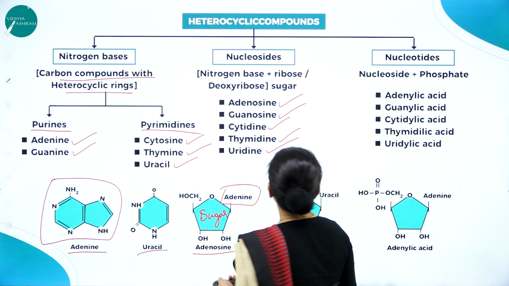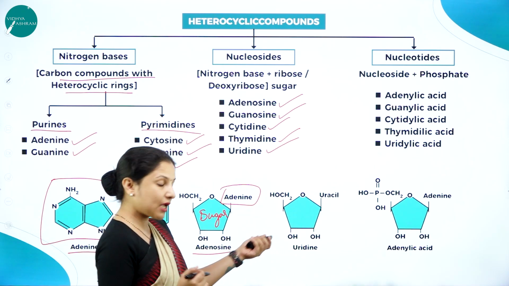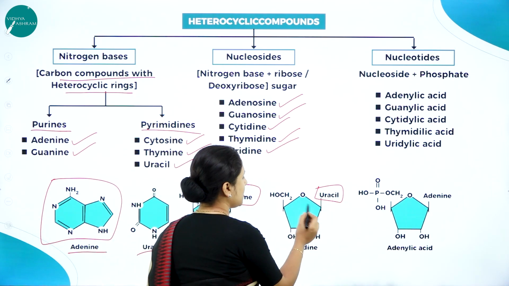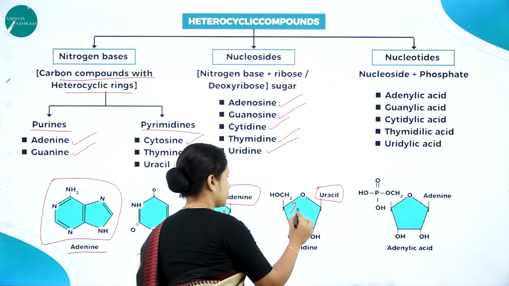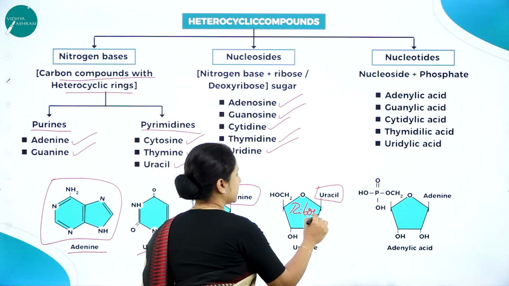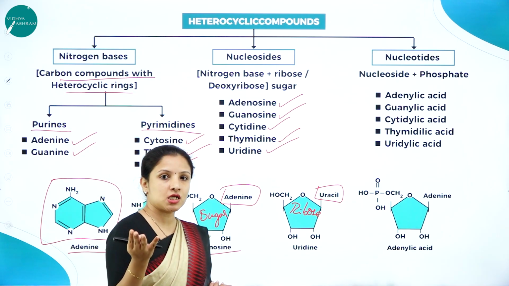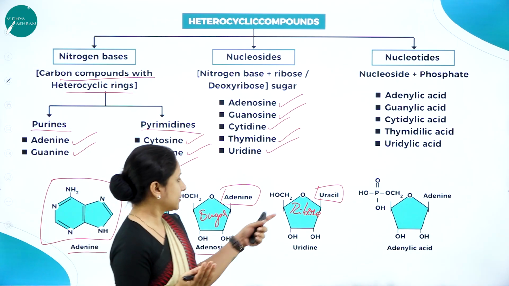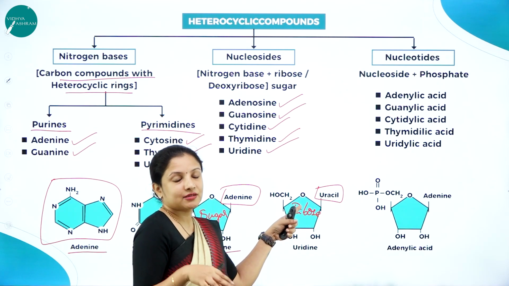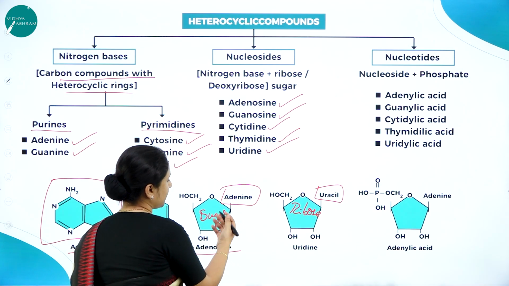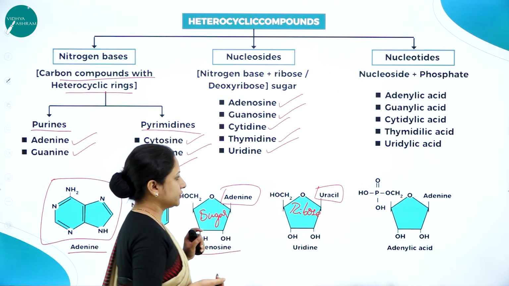Next, moving further, this is about uridine. It is also the same thing, but here uracil is connected to a ribose sugar. Why? Because uracil is not there in DNA. Therefore, it is there only in RNA. So RNAs are always having a ribose sugar. Now adenine can be attached to a ribose or a deoxyribose.